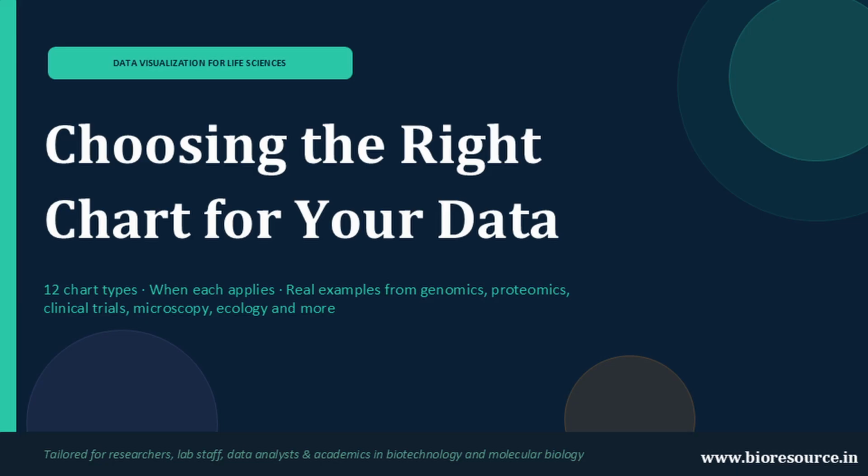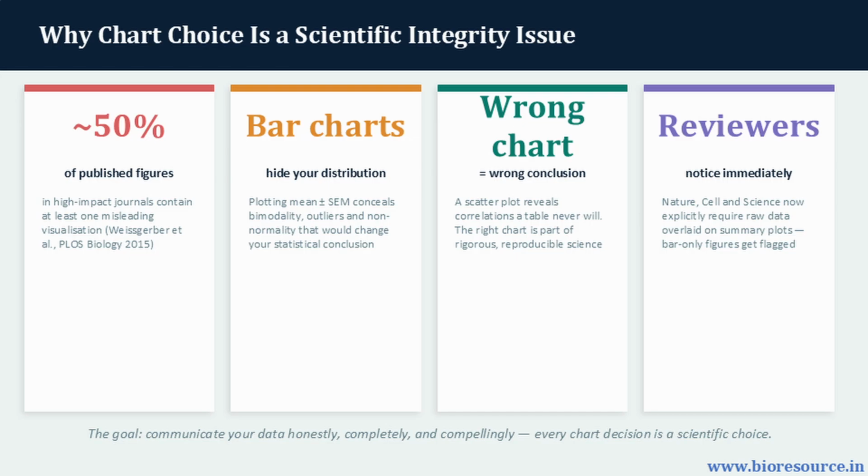In this video, we will look at 12 essential chart types for biological data, from bar charts and box plots to heat maps, volcano plots, survival curves, forest plots, and PCA plots. By the end, you will know when to use each chart, what mistakes to avoid, and how to make your figures clearer, more honest, and publication ready. Let's get started. Here is the uncomfortable truth.